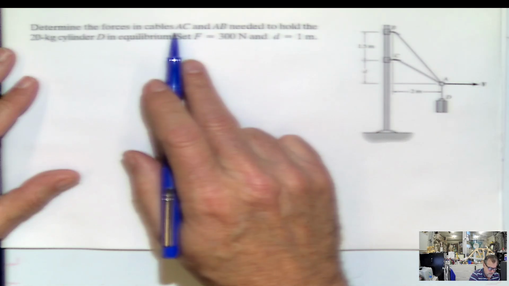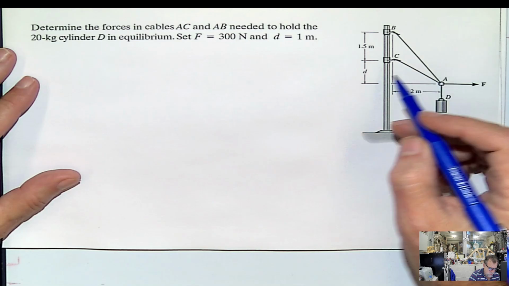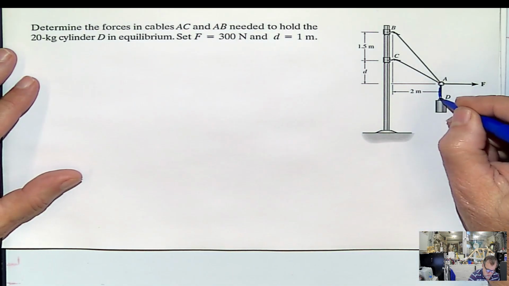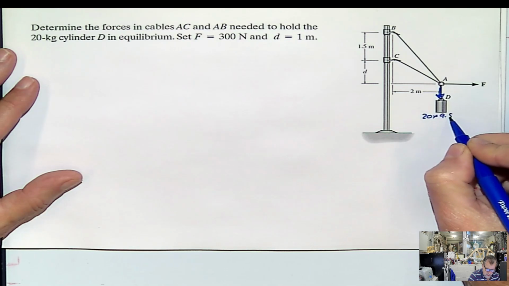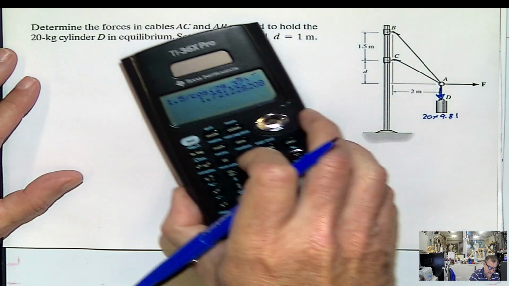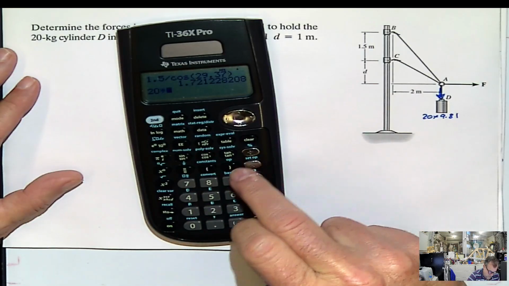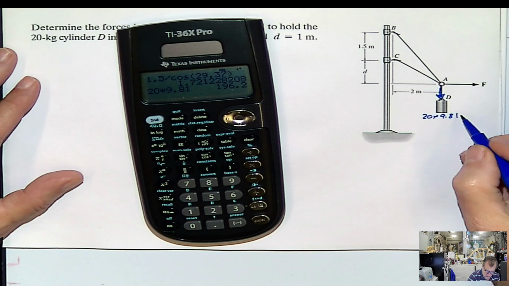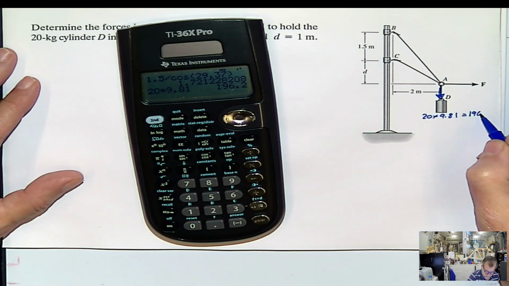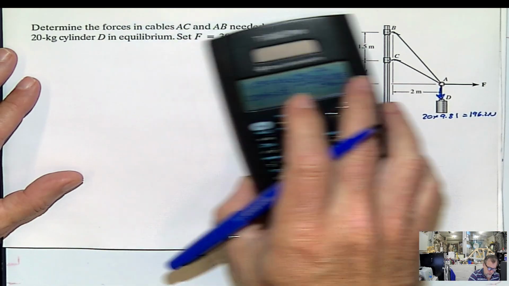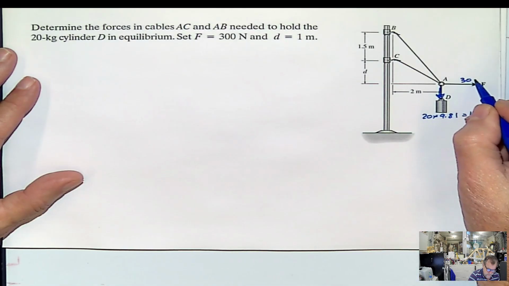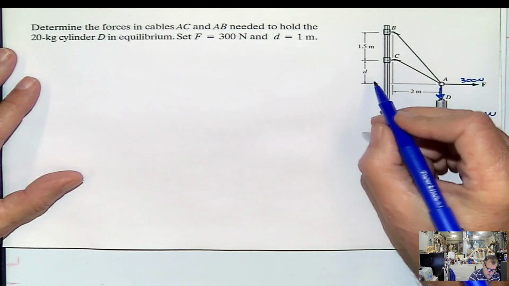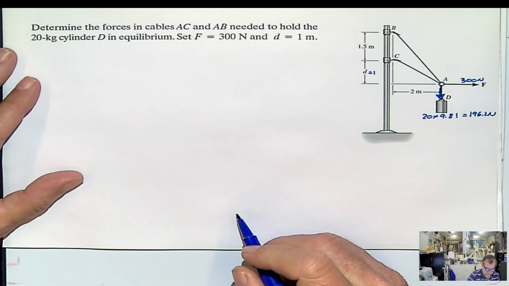Another problem of 2D equilibrium, particle equilibrium. It says determine the forces in these two cables needed to hold this 20 kilogram, meaning 20 times 9.81. I do it as fast as that because otherwise I might forget it. Newton, and it says determine this force is 300 and this distance is 1. Okay.